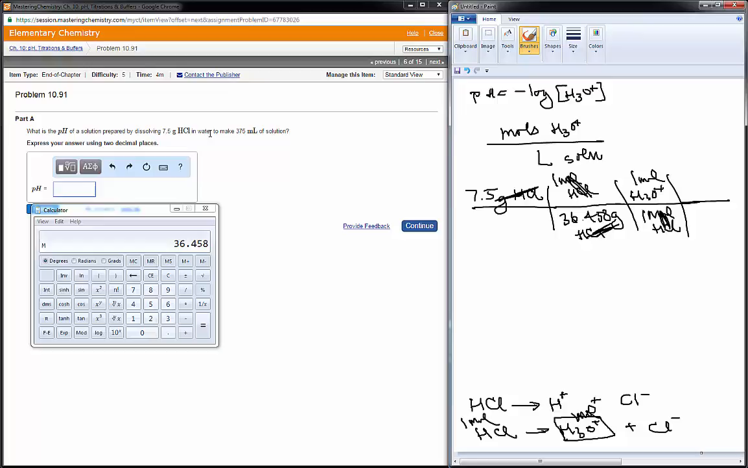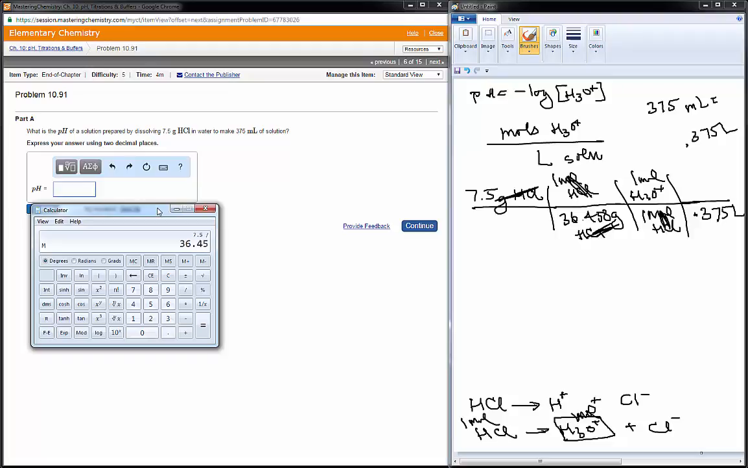Now I need liters of solution on the bottom. I was given 375 milliliters. Hopefully you recognize by now that 375 milliliters is the same as 0.375 liters. So I'm going to put 0.375 liters of solution on the bottom, and now I have moles per liter. So 7.5 grams of HCl divided by 36.458 grams of HCl in a mole, multiplied by 1, divided by 1, divided by 0.375 liters of solution, and I get a concentration of 0.5486 molar acid.